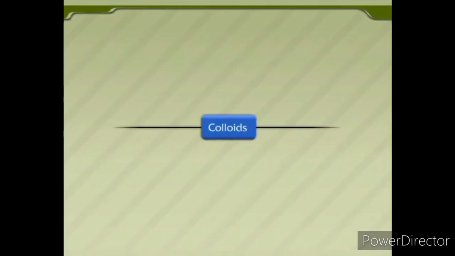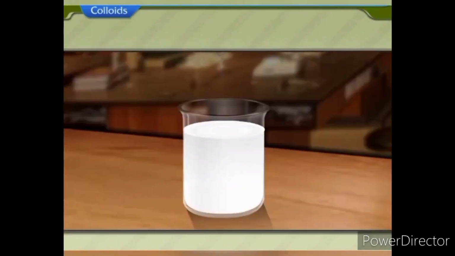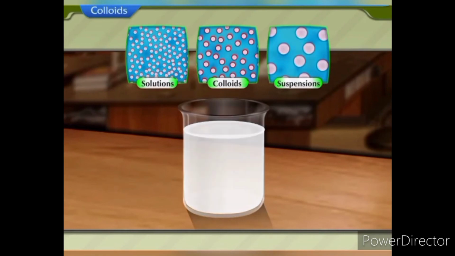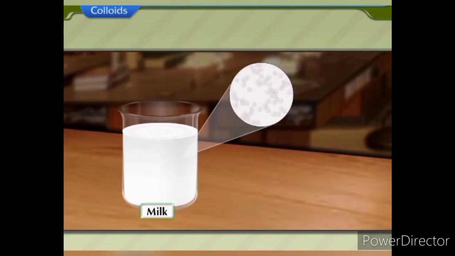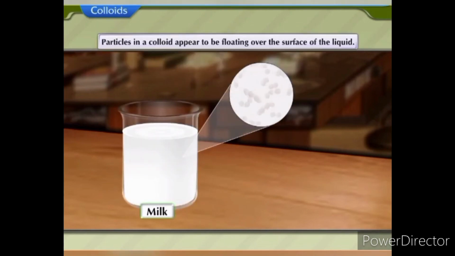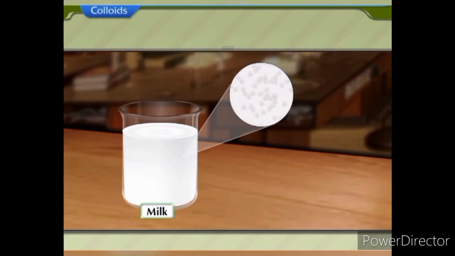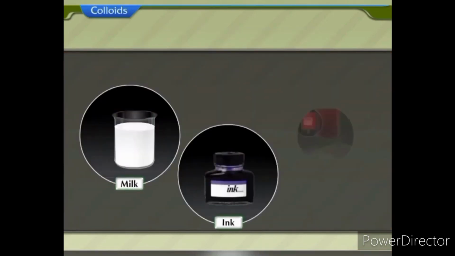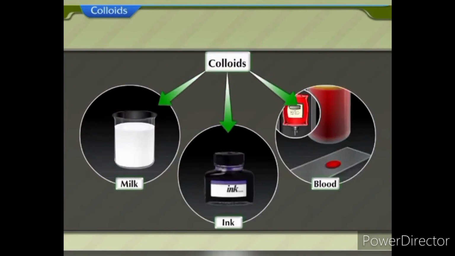Colloids. Colloids are a type of solution in which the size of the solute particles is intermediate between solutions and suspensions. When observed through a high-powered microscope, the particles in a colloid appear to be floating over the surface of the liquid. This shows that colloids are heterogeneous in nature, though they appear to be homogeneous. Milk, ink, and blood are examples of colloids.